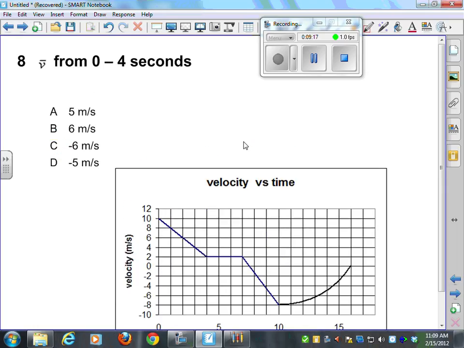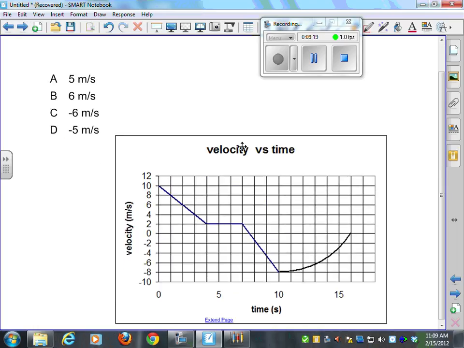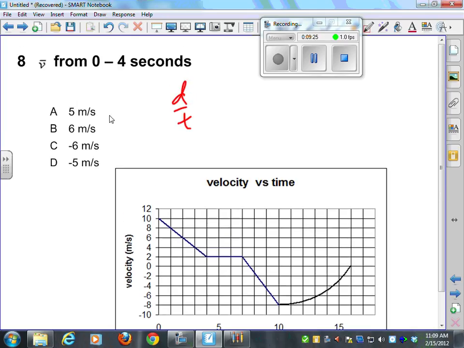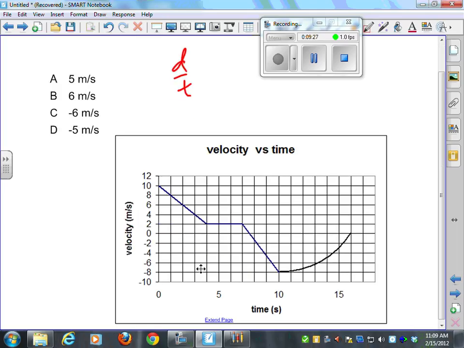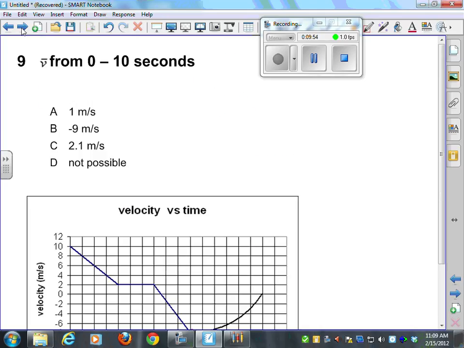6. V bar from 0 to 4. Now v bar, from a velocity-time graph, you have to go displacement over time, right? So we're talking from 0 to 4. So that rectangle plus that triangle, I think it was 24, was it not, the displacement? Divided by time of 4, which is 6 meters per second. I guess it only goes to 4, doesn't it? So it's 6.